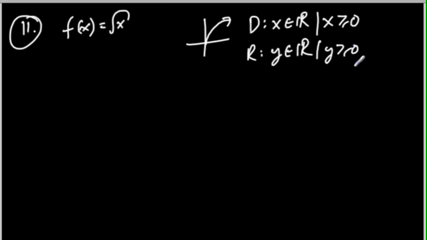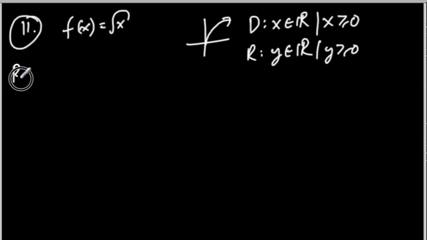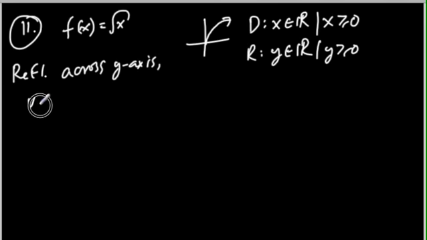Y is greater than 0. Okay, and let's look at the transformation. So reflection across y, vertical stretch by 2, and right 3. Okay, so reflection across the y-axis, vertical stretch by 2, and then right 3, right?